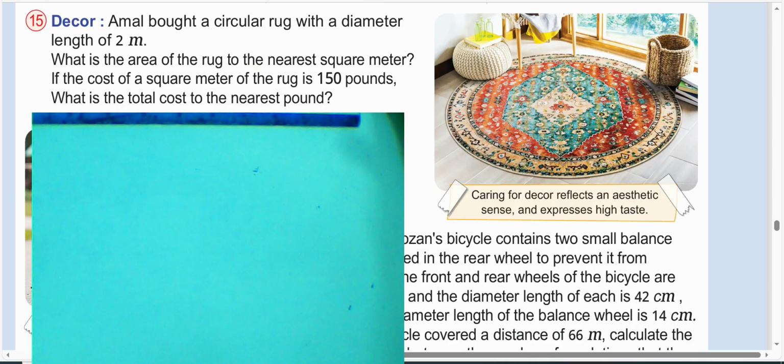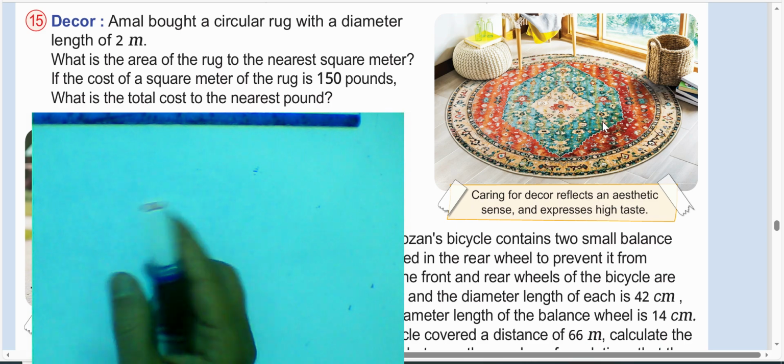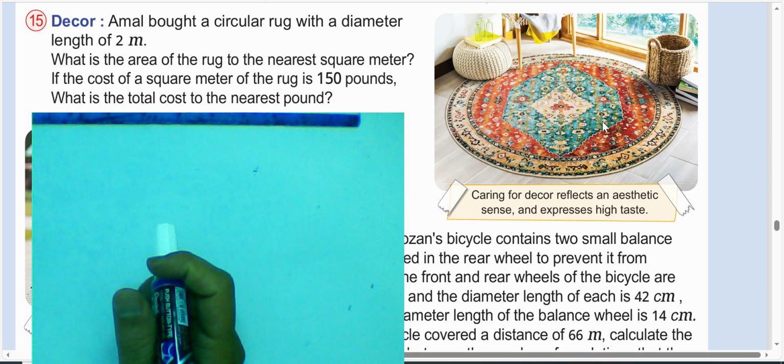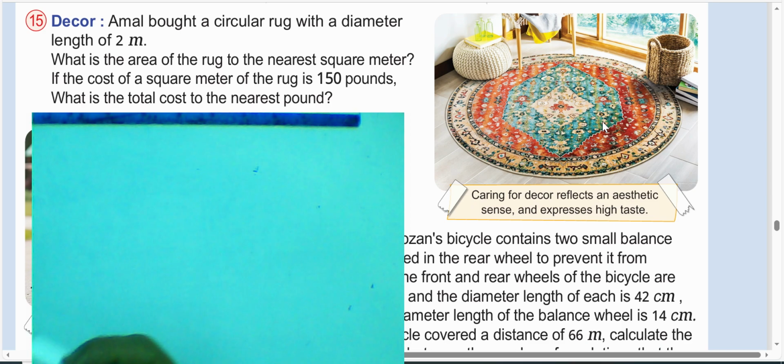Question number 15, the core. Amal put a circular rug like this. Its diameter was 2 meters. What is the area of the rug to the nearest square meter? And the cost, given the square meter of rug, is 150 pounds.